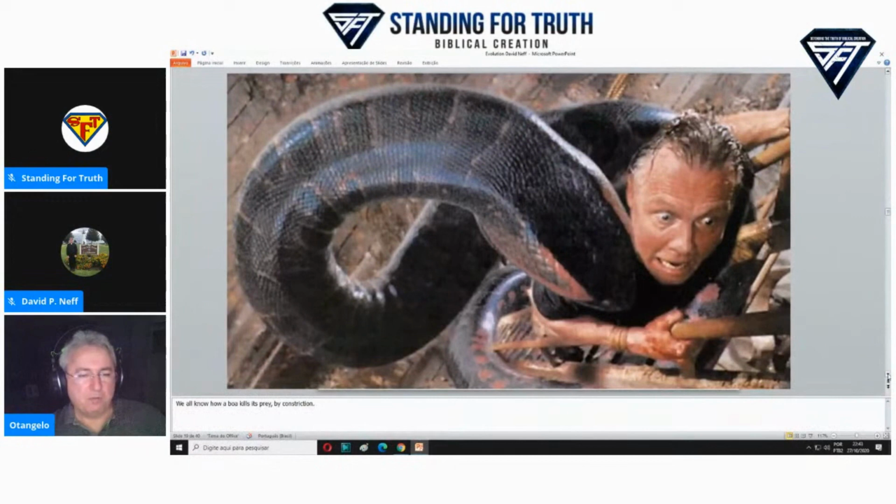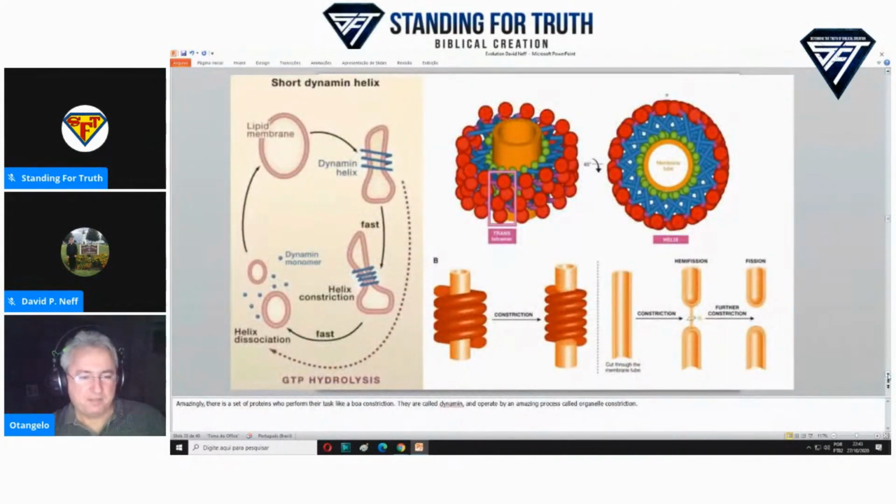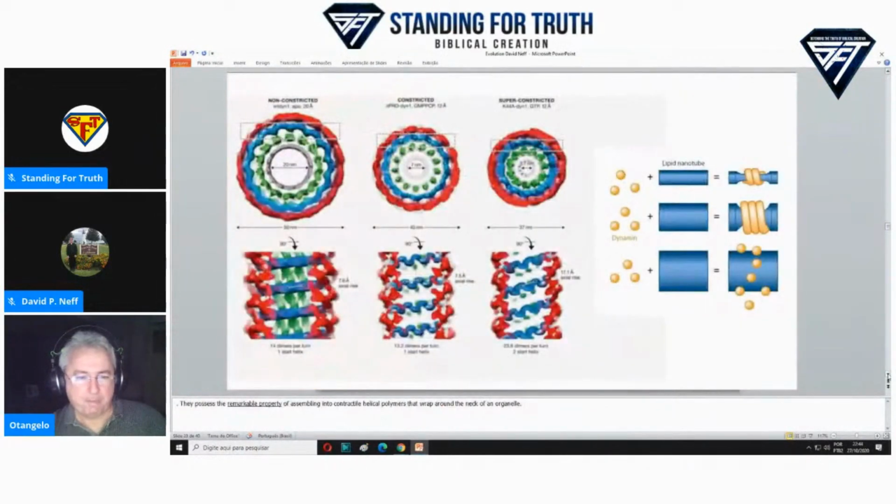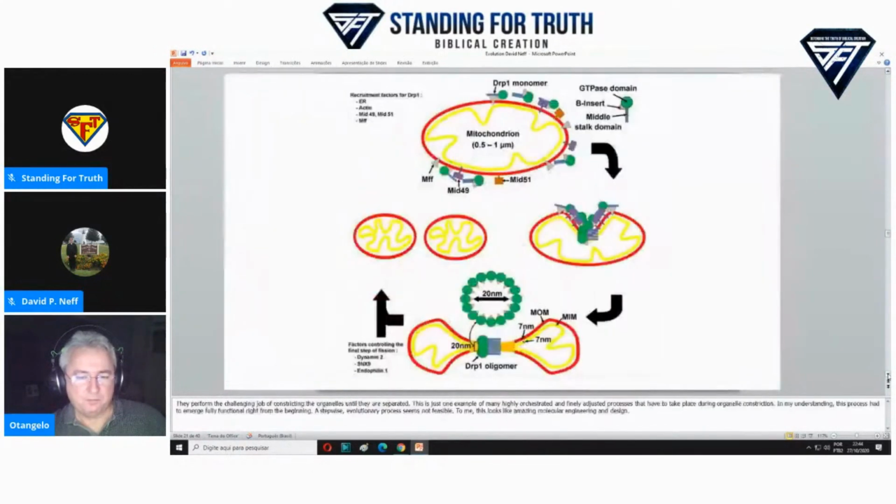We all know how a boa kills its prey, by constriction. Amazingly, there is a set of proteins who perform their task like a boa constriction. They are called dynamins and operate by an amazing process called organelle constriction. They possess the remarkable property of assembling into contractile helical polymers that wrap around the neck of an organelle. They perform the challenging job of constricting the organelles until they are separated.